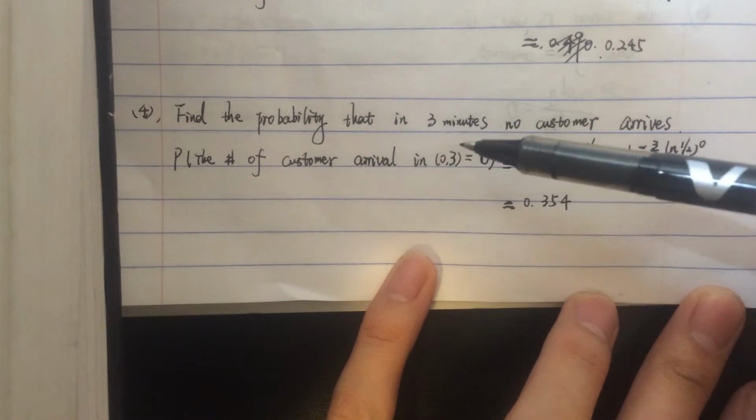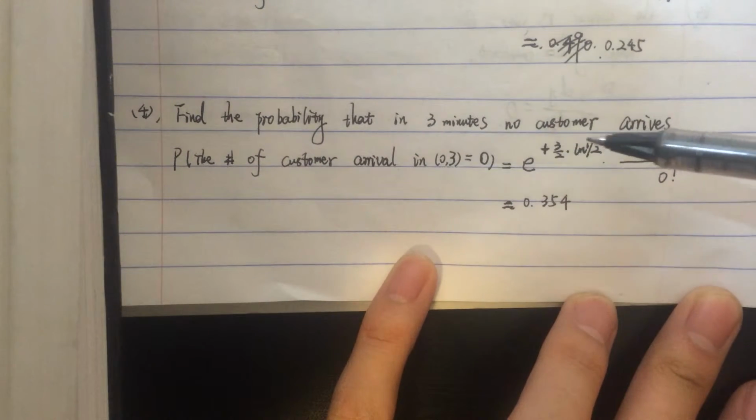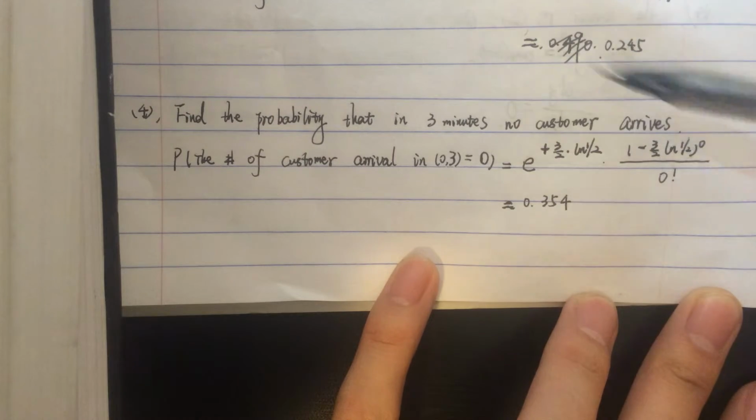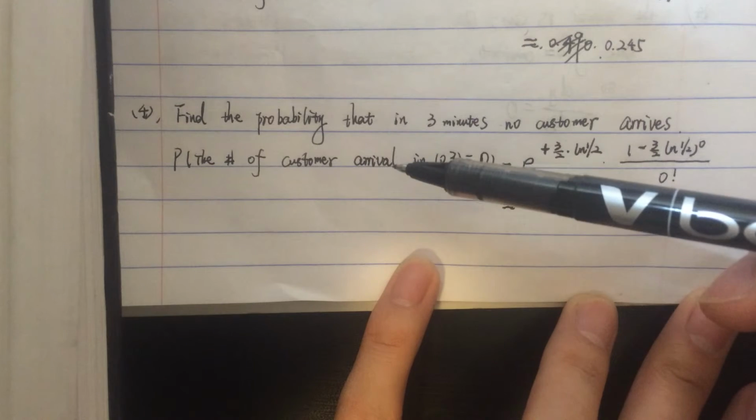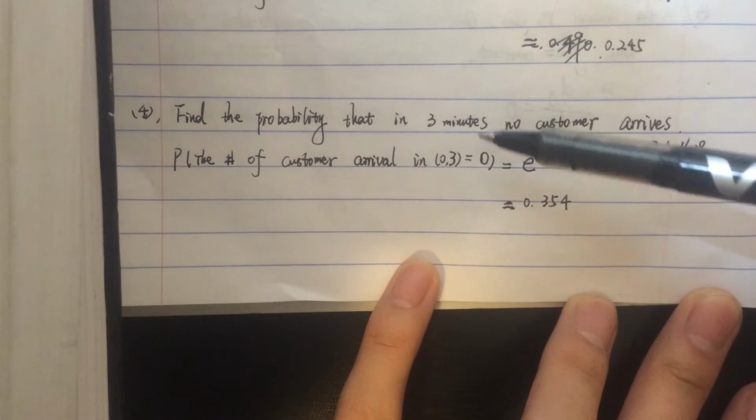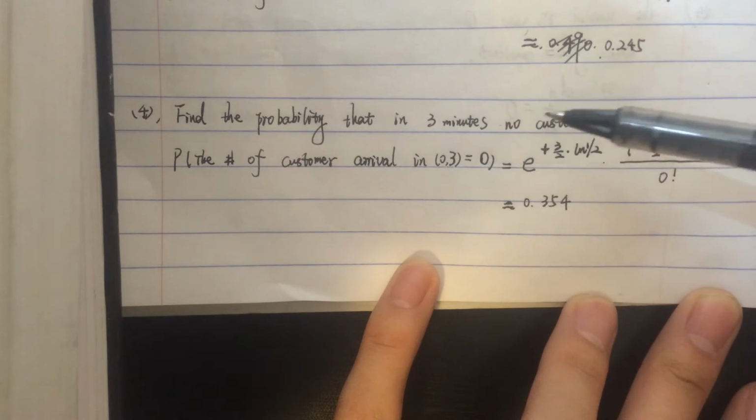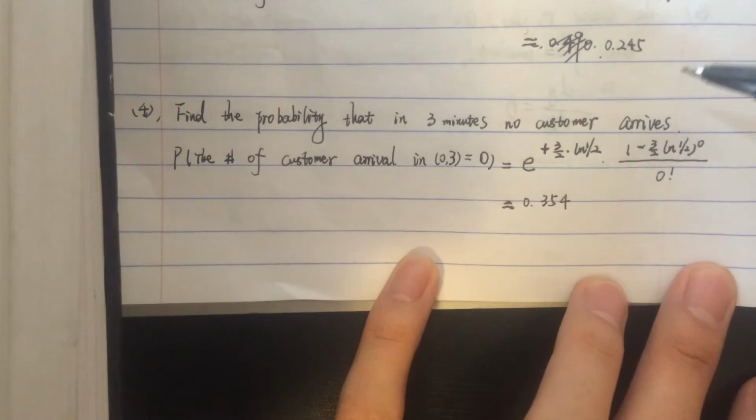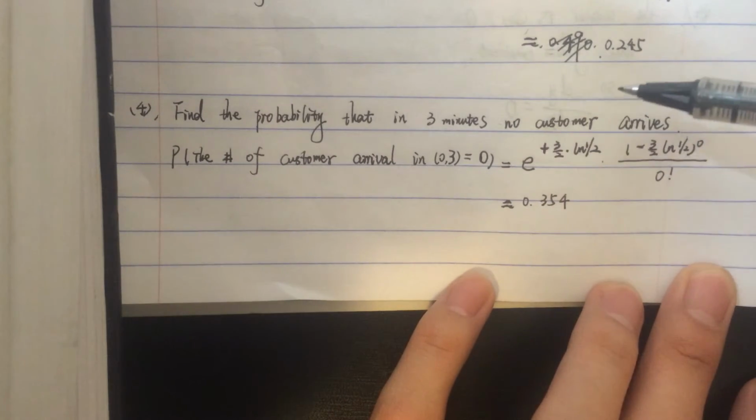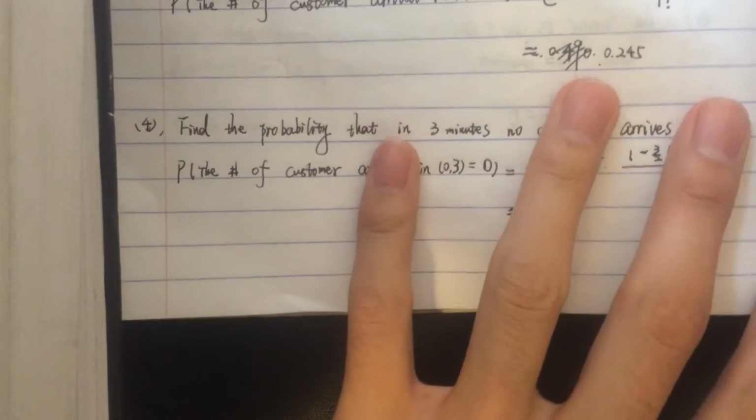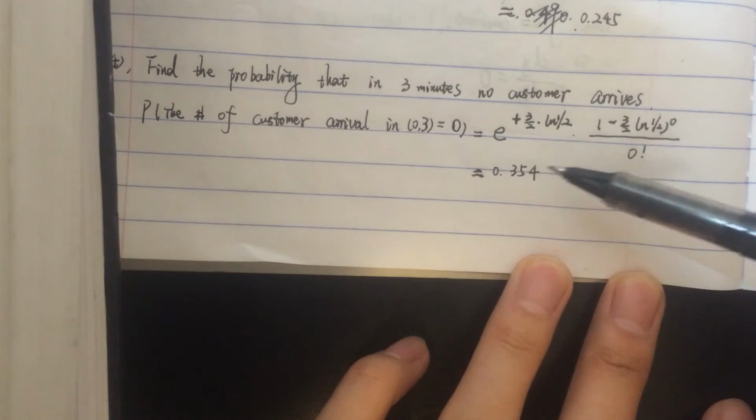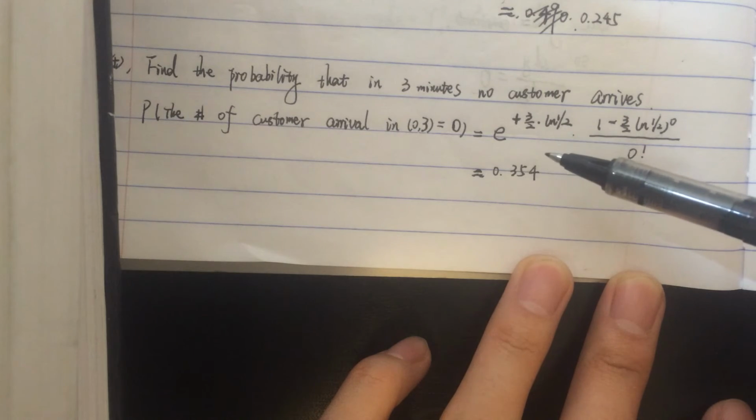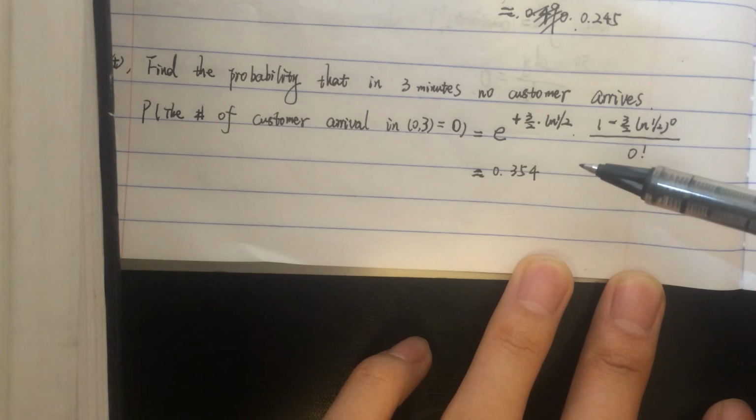Then is the last question. Find the probability that in 3 minutes no customer arrives. And this means that the number of customers arrived in 3 minutes equals 0. And we can substitute 3 and 0 into the formula. We can get this one, and the final probability is 0.354.